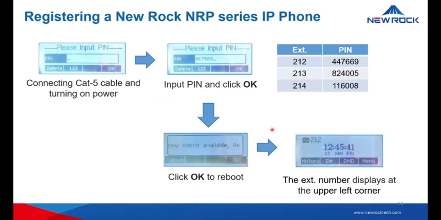So our NRP series can do a plug and play procedure. It means for installation, we do support a PNP configuration on our IP phones. Just connect the cable, and after that, input the pin, then click OK. After that, it reboots, and the extension number displays on the upper left corner. So you don't have to input the IP address. With regards to the procedure of PNP, we only connect the pin number to our NRP series IP phone.